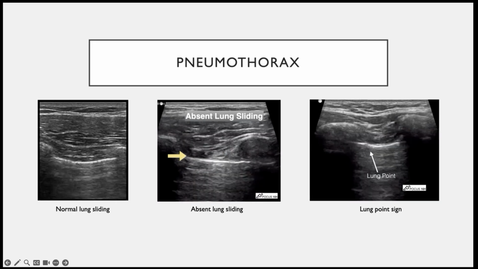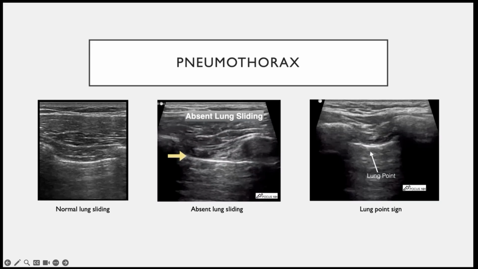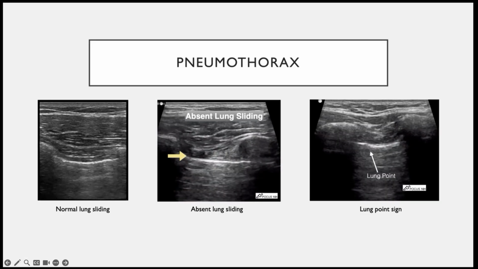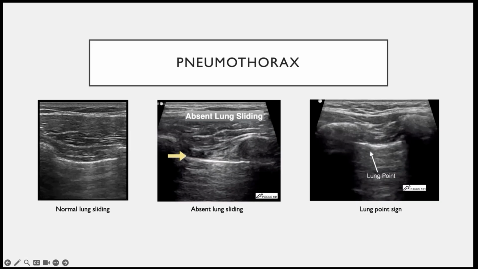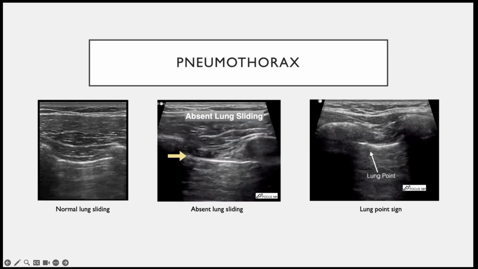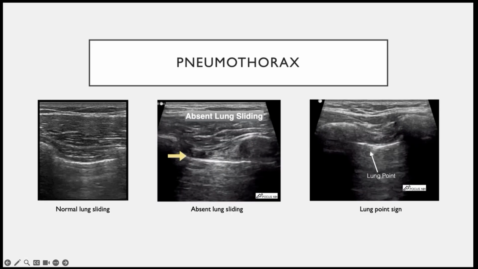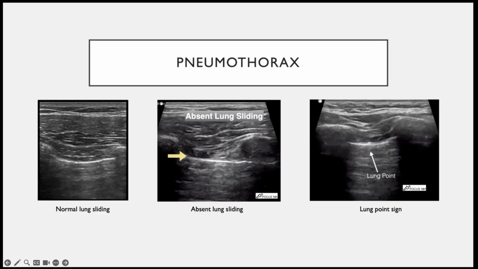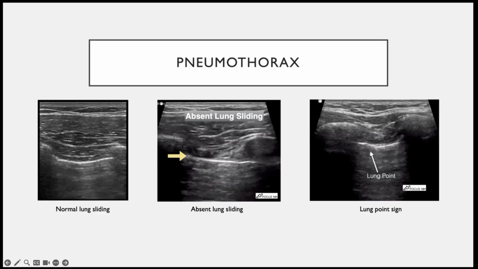This exam can be easier sometimes if you perform it in M mode, and you'll see that seashore sign or the barcode sign, depending on whether there is presence or absence of lung sliding.